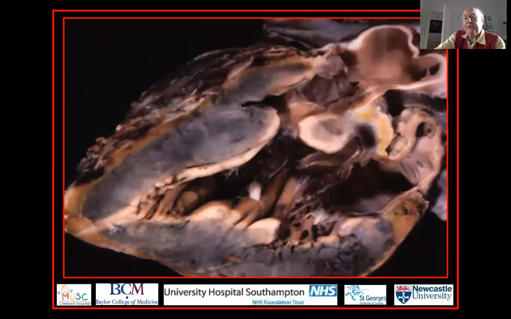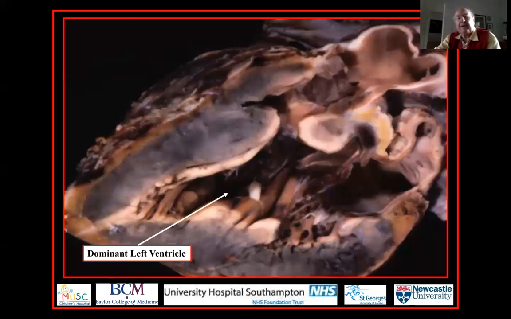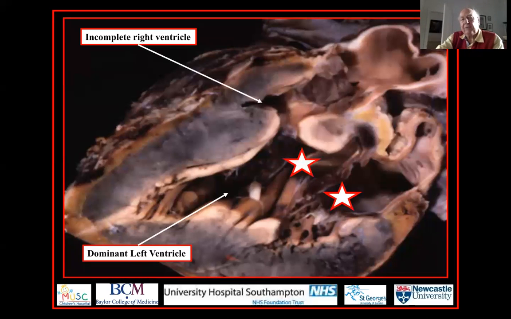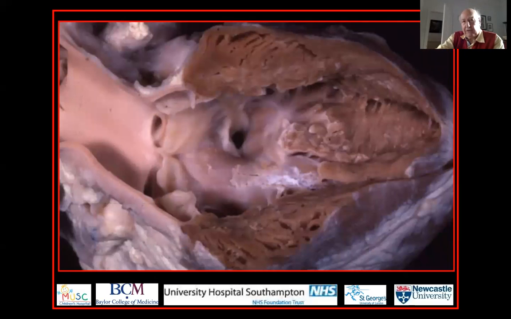So here I'm showing it to you in the setting of double inlet left ventricle. There is the dominant left ventricle receiving both the inlets. The right ventricle of necessity is incomplete. It's giving rise to the aorta, and restriction at the ventricular septal defect will prevent all the flow going up into the aorta. And this is what it looks like in its extreme form.